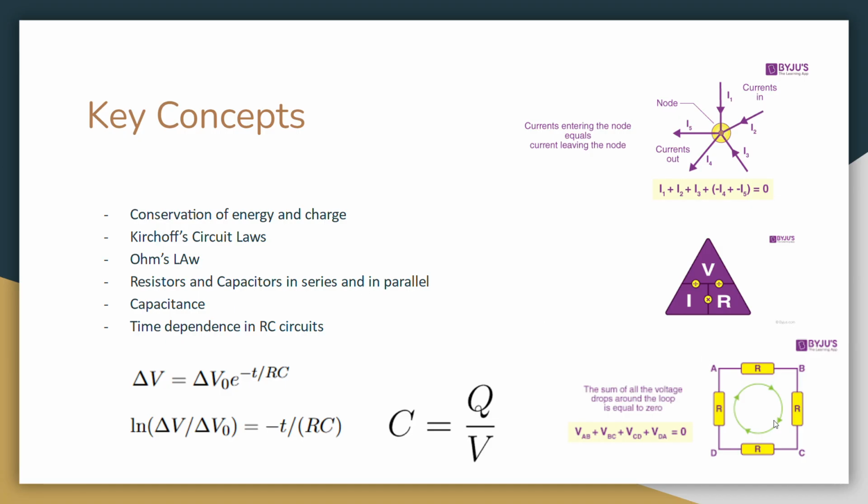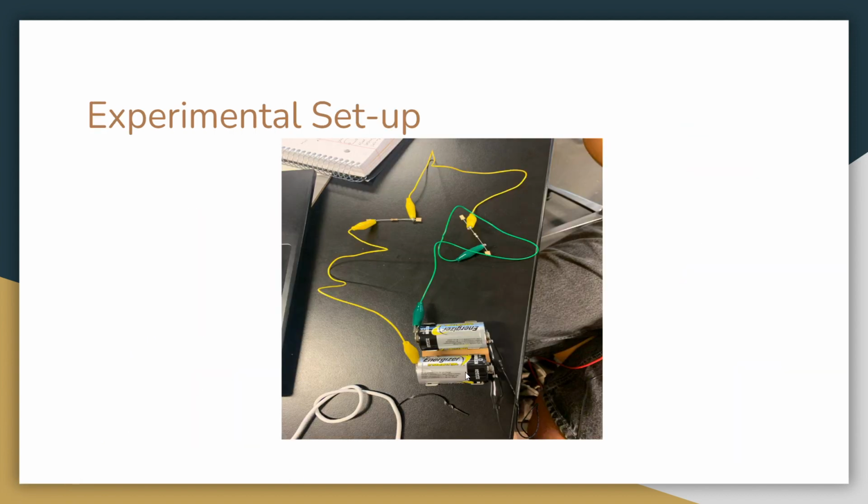So again, just being able to understand the overall calculation of this. And then the capacitance value, which is here, and then time dependence in RC circuits. So this is the linearization of that calculation. This was our experimental setup for the first part of the experiment.